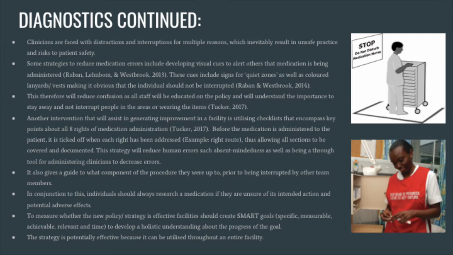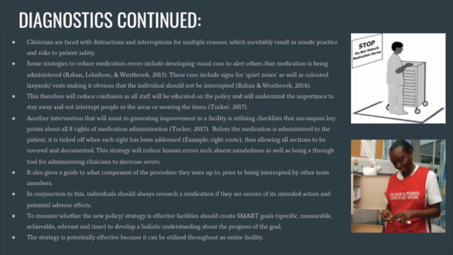Other interventions that will assist in generating improvement include checklists that encompass key points about all 8 rights of medication administration. Before the medication is administered to the patient, each right will be documented and ticked off, thus allowing all sections to be covered and therefore nothing will be missed. This strategy will reduce human errors such as absent-mindedness, as well as being a thorough tool for administering medication in order to decrease errors. It also gives a guide to what component of the procedure a nurse is up to prior to being interrupted by another team member.